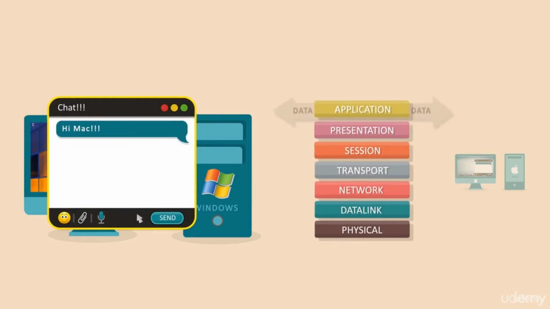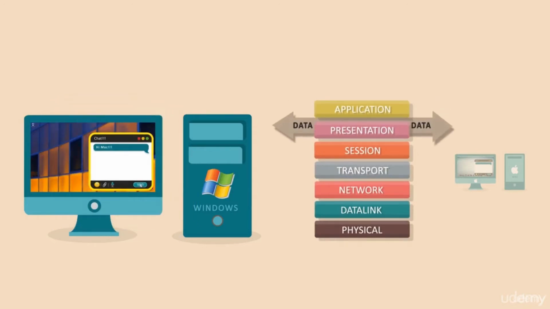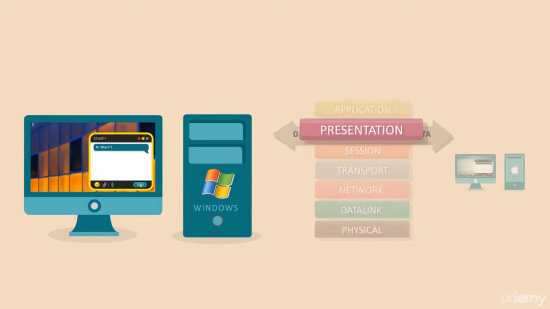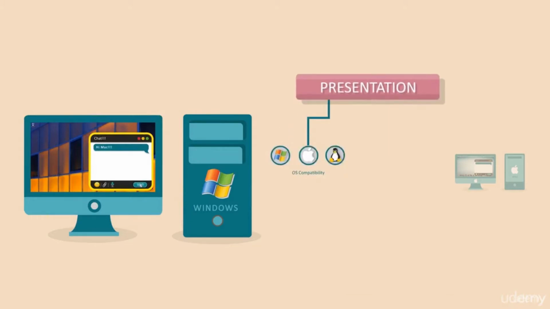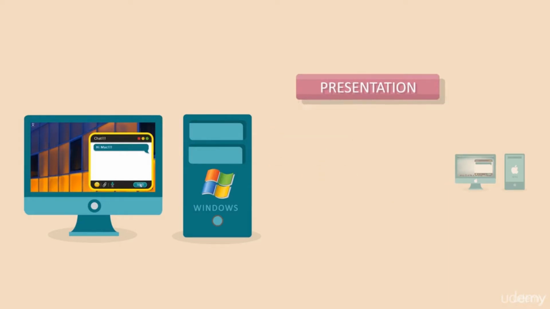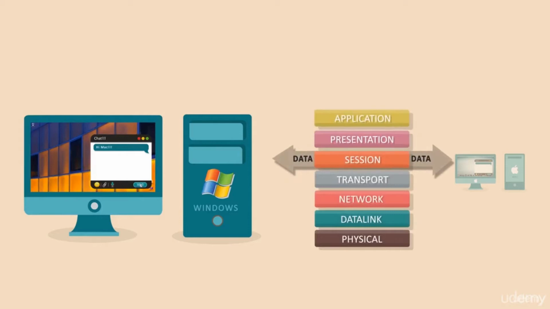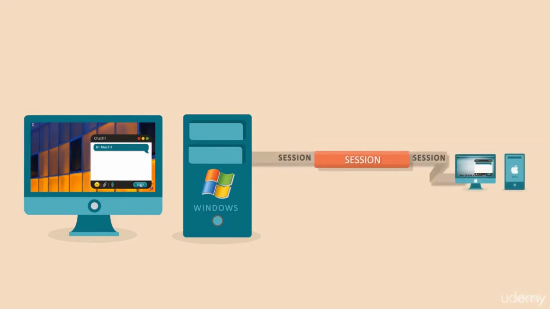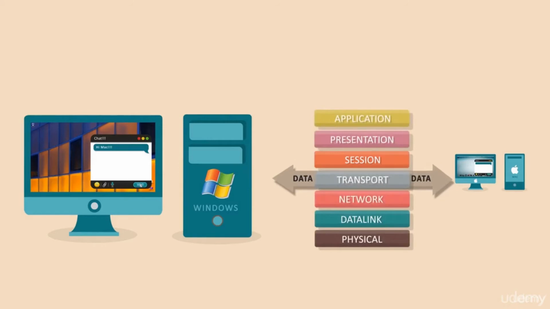Once the data, that is, "Hi Mac," is typed in and sent, the control gets transferred to the presentation layer. The presentation layer checks for OS compatibility, encryption, and compression of the data, before passing it on to the next layer, which is the session layer. The session layer provides the mechanism to manage sessions, that is, the active time of a user on a particular web application. The session ID is assigned for the current session, and the data now gets passed on to the transport layer.